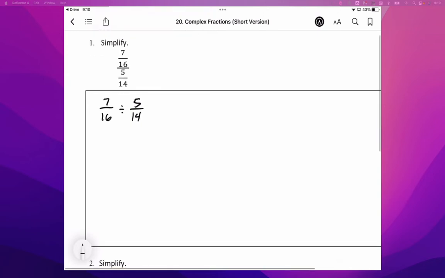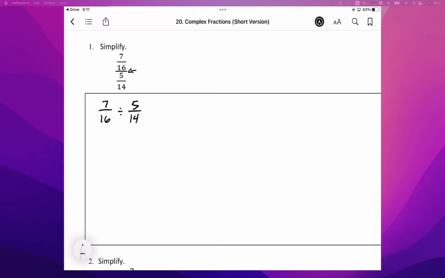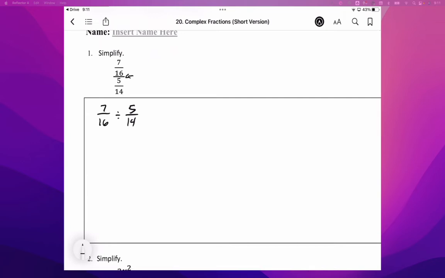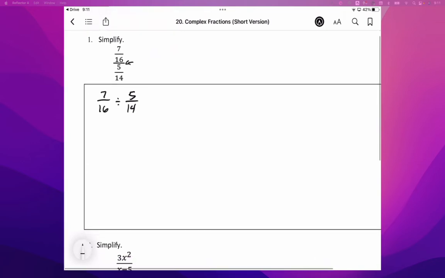But I would choose to do this. This fraction bar here just basically tells us that that top fraction is being divided by that bottom fraction. And so just like with regular fraction division, we need to do the reciprocal of the second fraction and put a multiplication sign in the middle. So we will have 7/16 times 14 over 5.